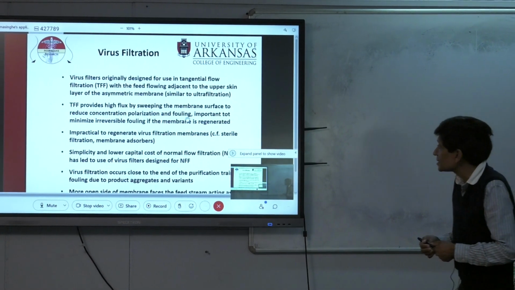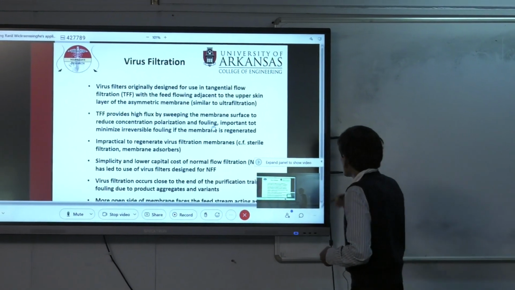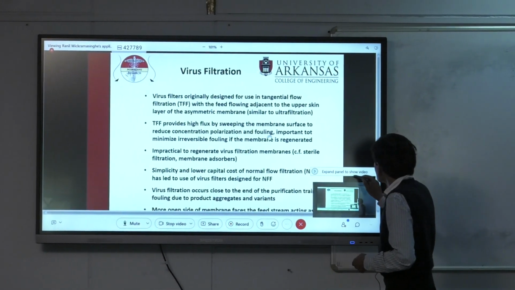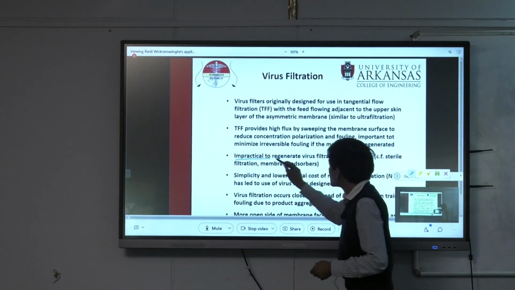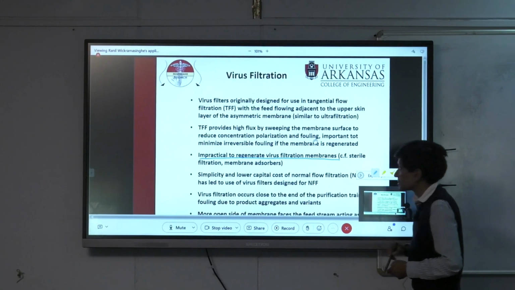So why do we do this? Well, a couple of reasons. One is that you can see here, it is impractical, right, to regenerate virus filtration membranes like sterile filters.